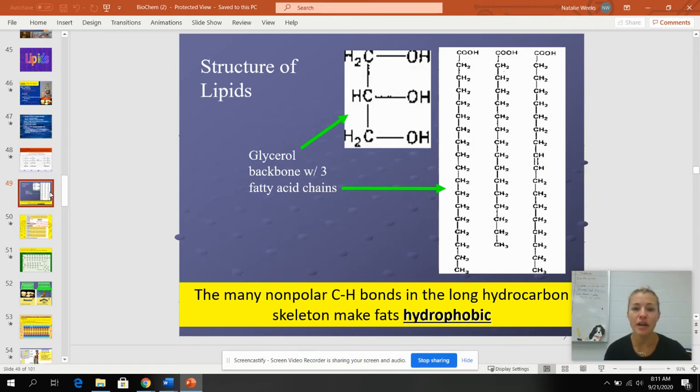In that structure here, we have a glycerol backbone, and then we have fatty acids coming off of that. Because of all of these nonpolar C-H bonds in this long, long, long hydrocarbon, that makes fats extremely hydrophobic. If you put a stick of butter in a jar of water and heat it up, shake it up, it's never going to mix in. It's always going to separate out because of it being hydrophobic.